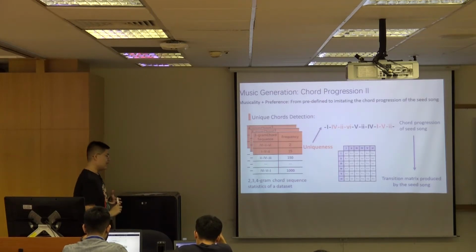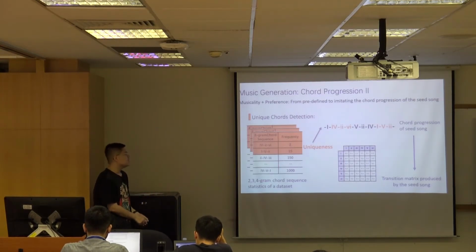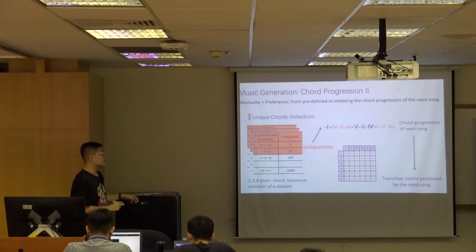So let's think about a question. What makes the chord progression of a song different from other songs? And the answer may be the unique chord sequences. Unique chord sequences are the chord sequences in a song that appear very rarely in other songs. So our goal is to detect the unique chord sequences in the seed song and use them to generate the chord progression of the generated songs.